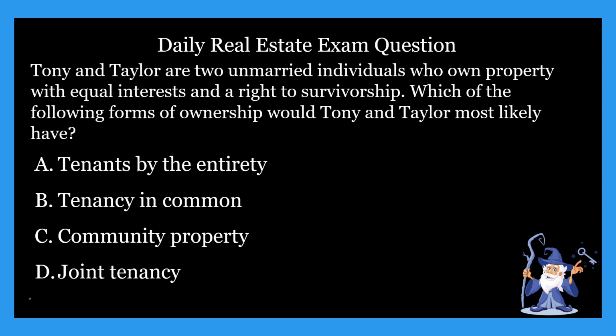The question states, Tony and Taylor are two unmarried individuals who own property with equal interests and a right to survivorship. Which of the following forms of ownership would Tony and Taylor most likely have? And it gives us four options. A, tenants by the entirety. B, tenancy in common. C, community property. Or D, joint tenancy. Like always, I'm going to give you an opportunity to pause here, think about it, and come up with your answer. So go ahead and do that right now.